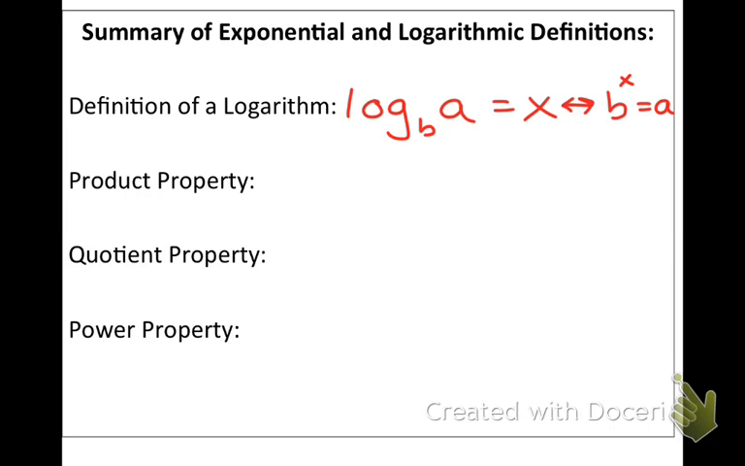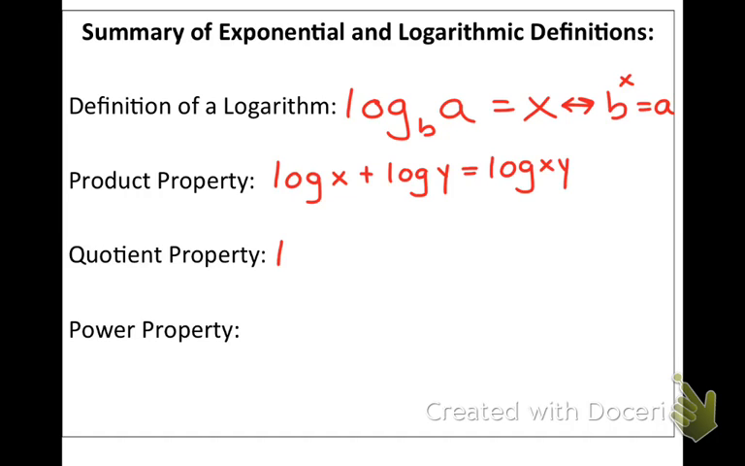Product property. Remember, if I had the log of x plus the log of y, how do I condense that to a single logarithm? Multiply, so it would be log xy. Very good. Doesn't really matter what the base is or what the x and the y is. This is just review from section 6.4.